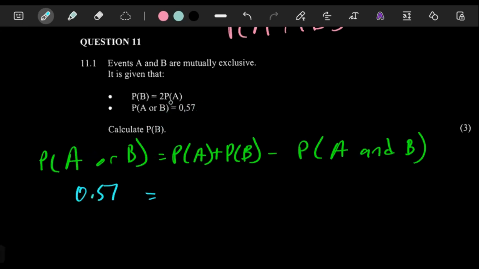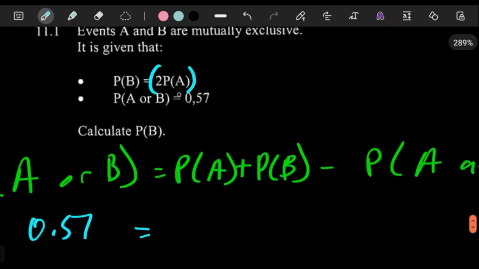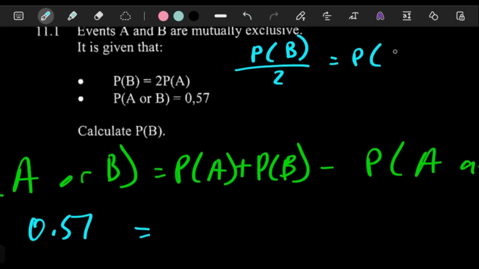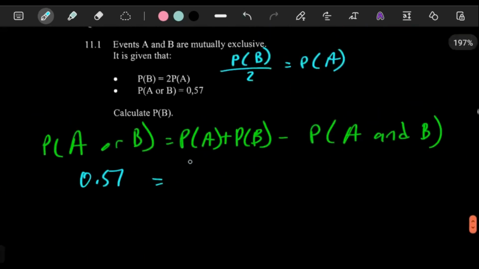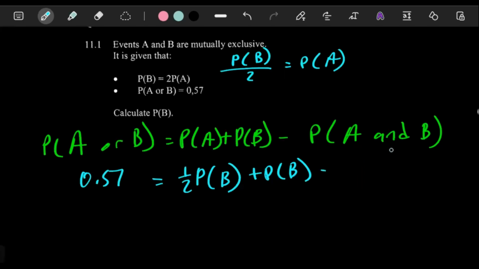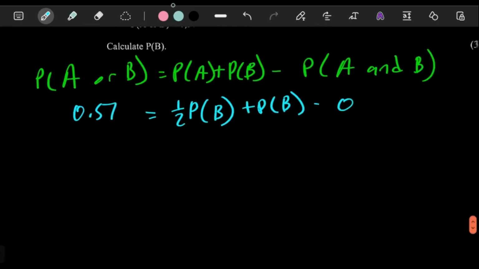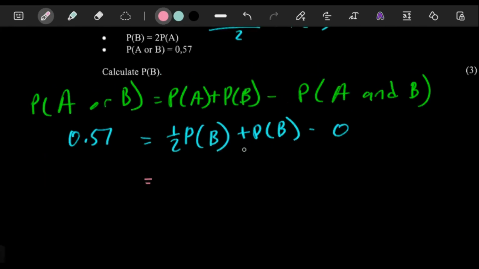The probability of A: if you look at it nicely, you can divide by 2 on both sides, so you'll have the probability of B over 2. That's what the probability of A is. So here we can put half the probability of B, plus the probability of B, and the probability of A and B. Since they're mutually exclusive, this is 0. This is where your knowledge comes into play. So a half plus 1 is 3 over 2. You can get that from your calculator. Then we can divide both sides by 3 over 2.